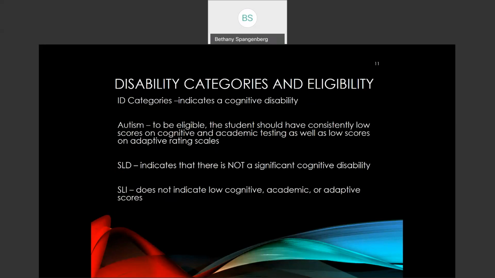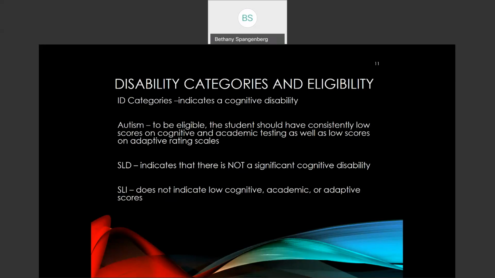Students with intellectual disabilities account for about 49% of the students who participate in alternate assessments. This disability category indicates that a student does have a cognitive disability. Many students who qualify for special education under this category do qualify for alternate assessments. However, this is not always the case. A student with MIID may not be a student with the most significant cognitive disability.